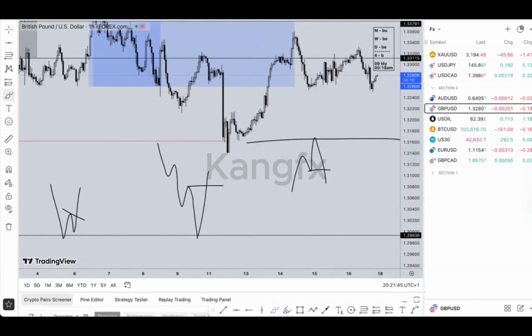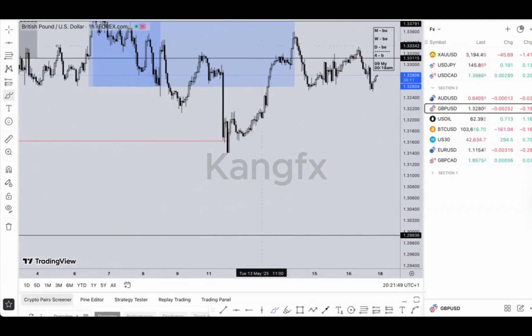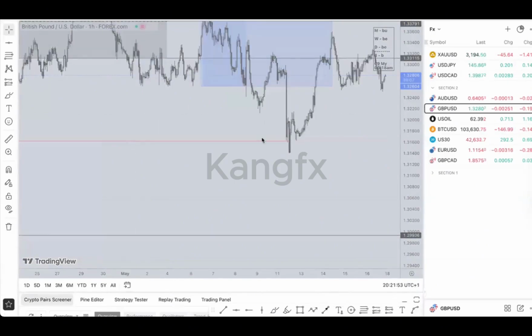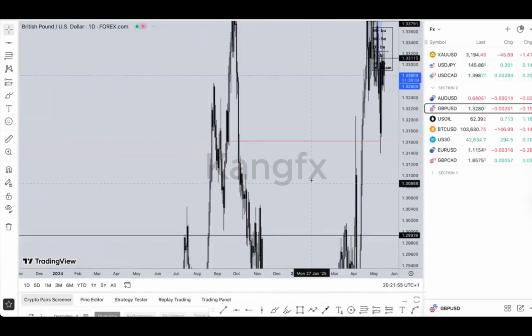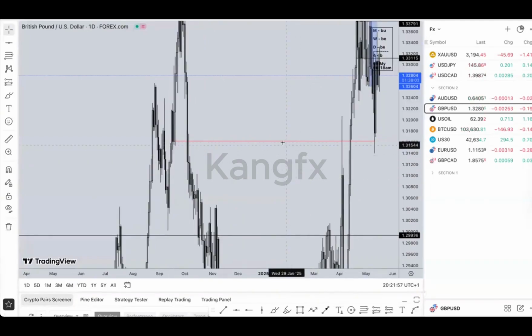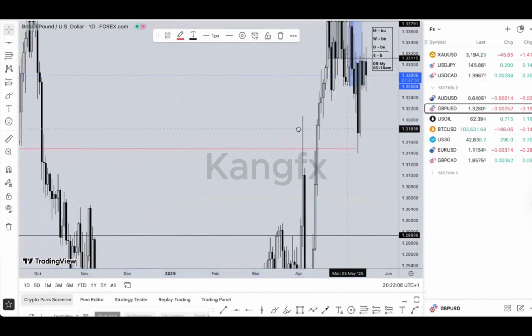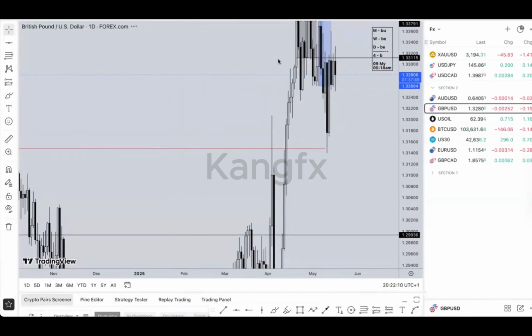So I just remembered this one because I knew I took this trade on GBP USD. I remember this. So let's go back to daily because the key level was low. It was this key level here. This was the key level at this point. That was it. I remember this trade. I do remember most of my successful trades.